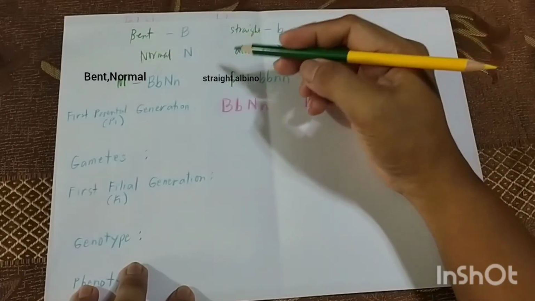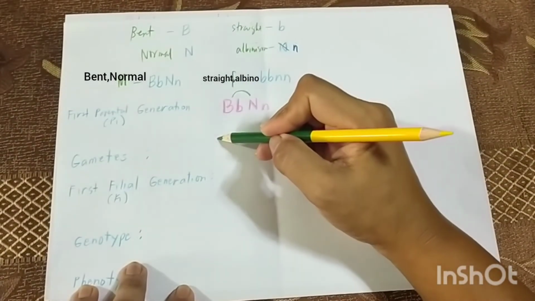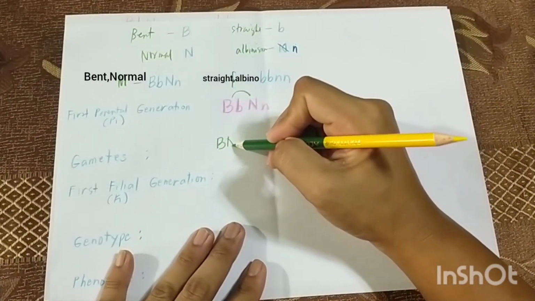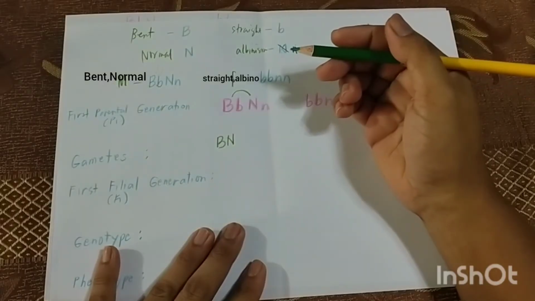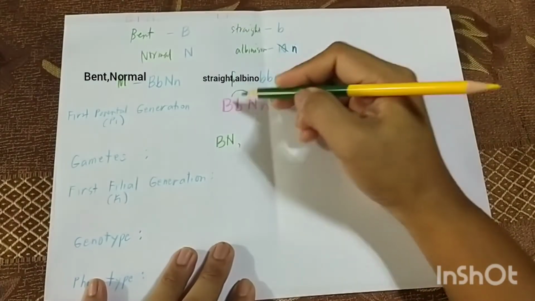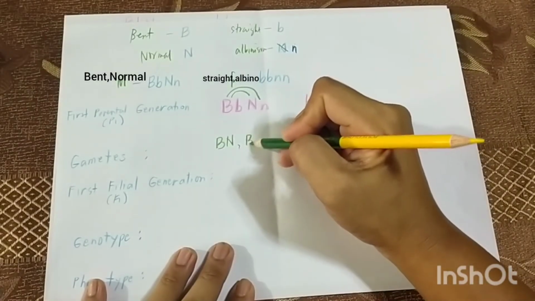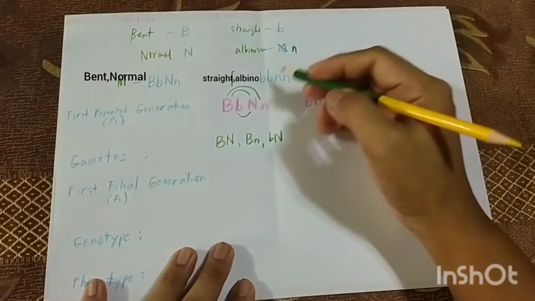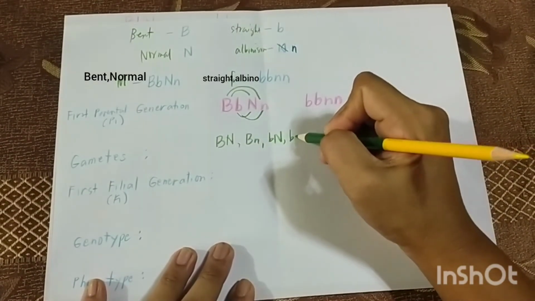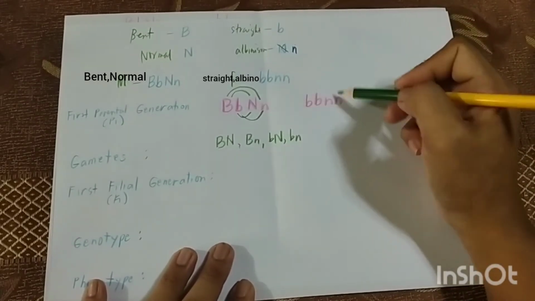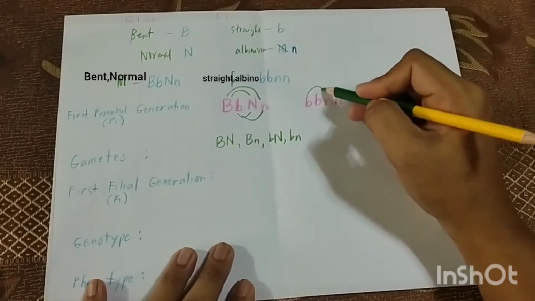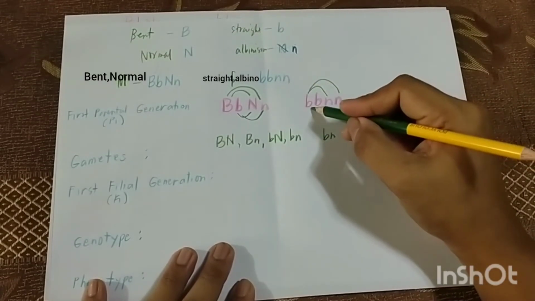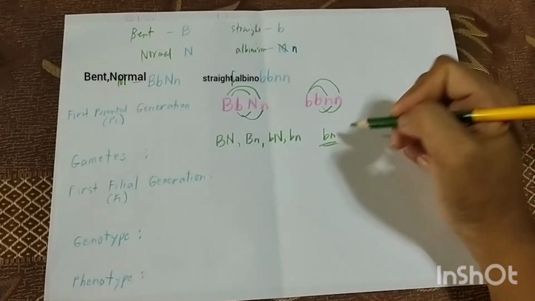So the possible gametes of the parents are as follows. We have the allele for bent little finger and the allele for normal skin. We have capital B and capital N, capital B and small n, small b and capital N, then small b and small n. Whereas for the other parent, we have small b and small n, all the same.